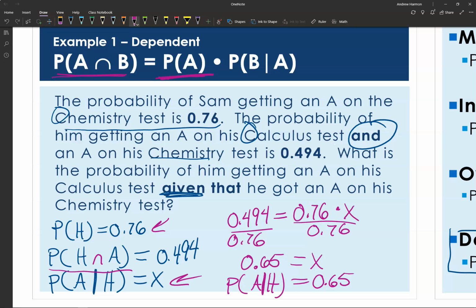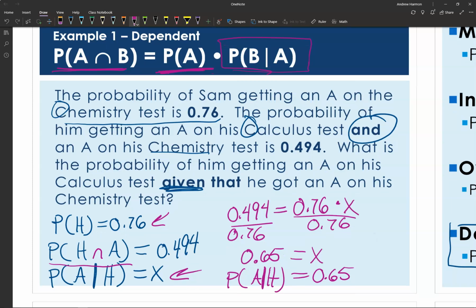Okay, so notice again we picked that dependent formula because it's asking us to solve for a given probability, and out of our four equations, that's the only one that is a given probability. All right, let's take a look at the next example here.